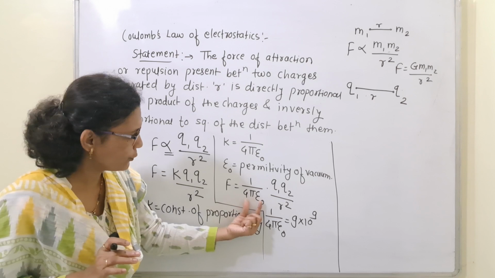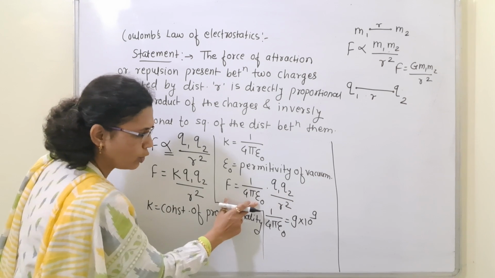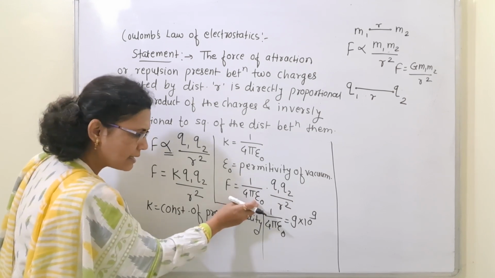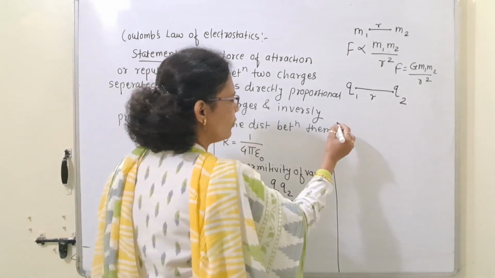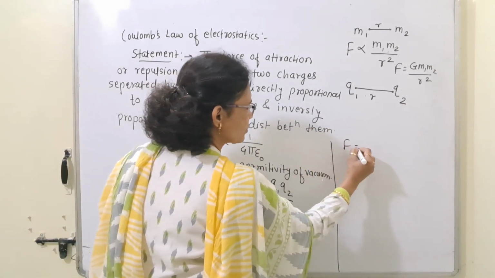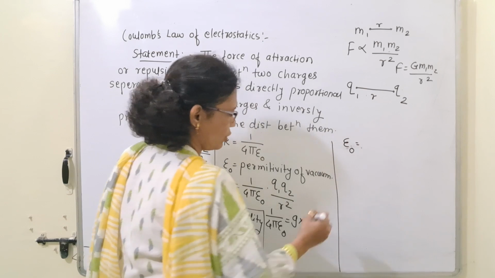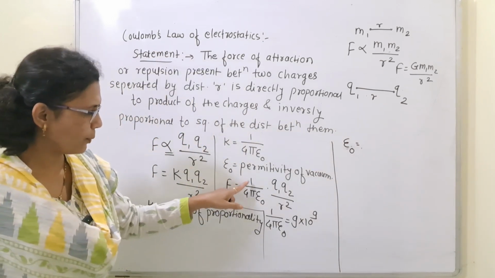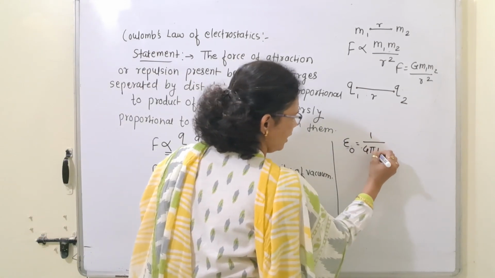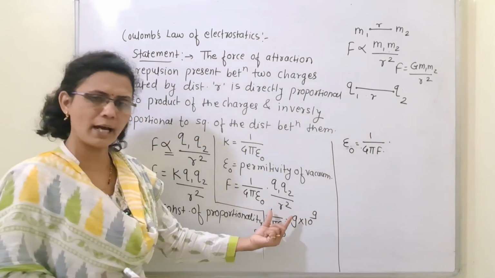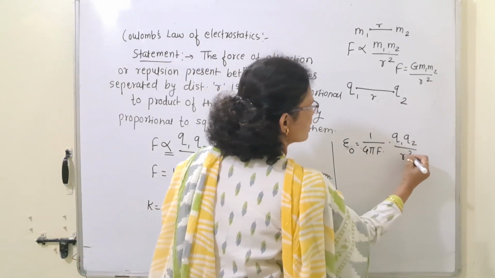So here F is equal to 1 upon 4 pi epsilon naught Q1 Q2 upon R square. I want to find out the unit of this epsilon naught. So I will take this epsilon naught towards the left and F towards the right. So the formula will become epsilon naught is equal to, because we have to find out the unit of epsilon naught, 1 upon 4 pi F. F will be in the denominator. So 4 pi F, and here Q1 Q2 upon R square as it is. Therefore Q1 Q2 upon R square.